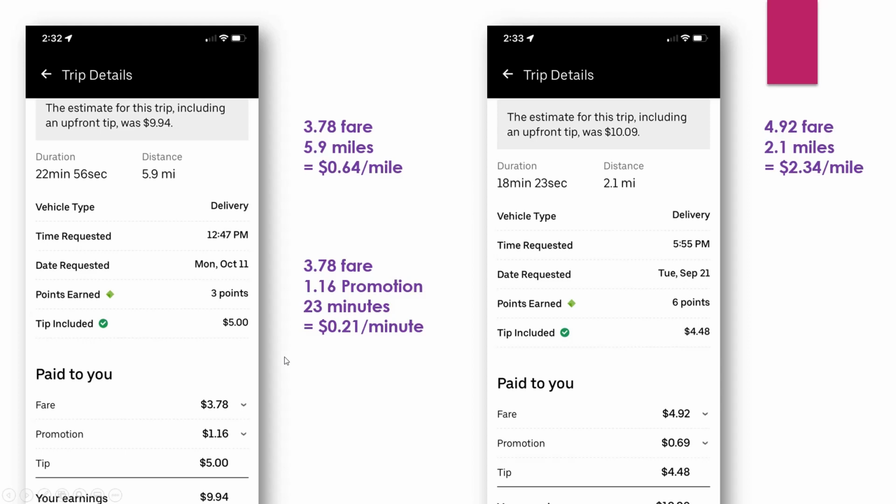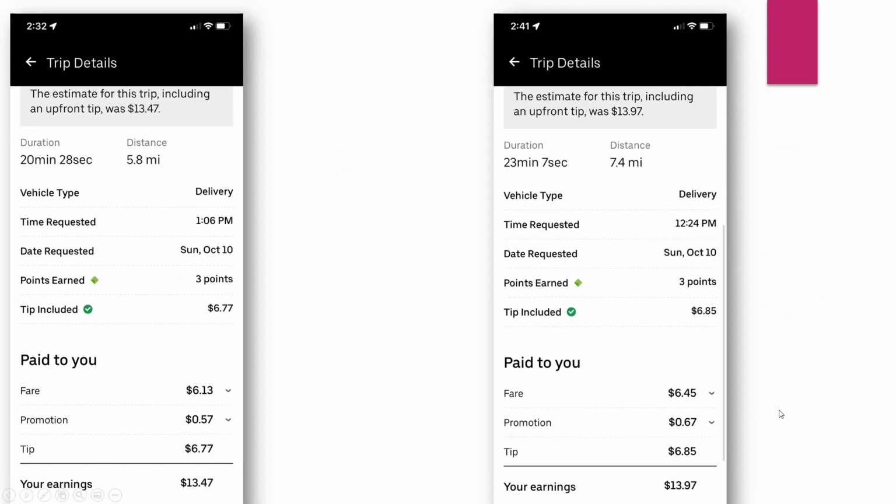I'm not including the tip in these because that's not from the platform, that's from the customer, so I didn't add those in. And here's this one, $4.92 fare, 69 promotion, 18 minutes, so it took less time, and I got paid 31 cents a minute, plus the tip. Okay, so here's two more. These are very close, $13.47 was what I earned here, and $13.97. Like I said, I was trying to find ones that were similar in the total amount so we could compare apples to apples.